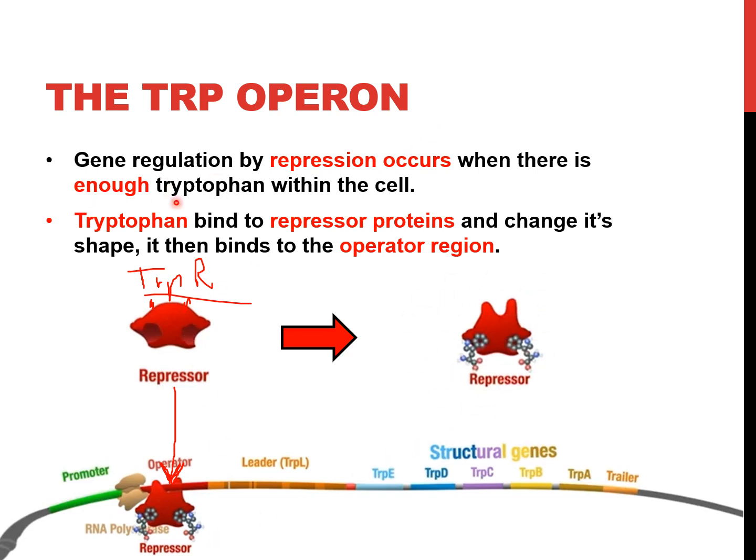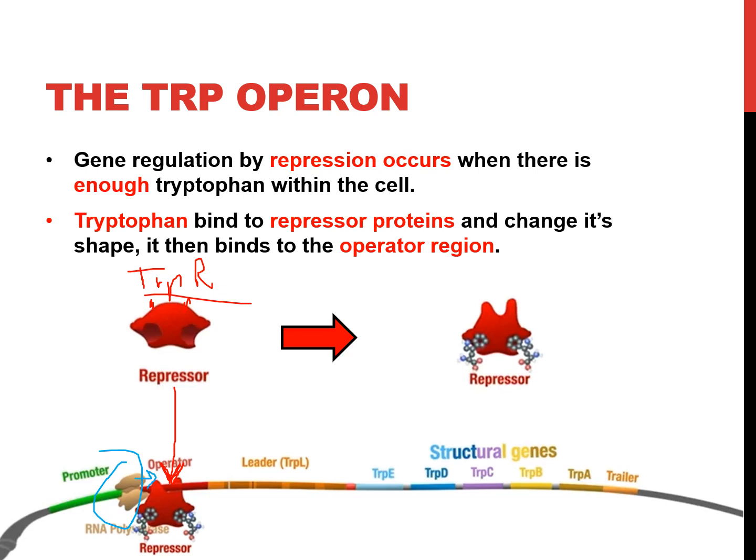There's a lot or enough tryptophan within the cell, free floating, so this repressor protein then attaches its binding sites to the free floating tryptophan. All right, and there you go. The protein changes shape. So then it can bind to the operator region. And guess what happens to old mate RNA polymerase here? It gets blocked. It can no longer run down the strand.